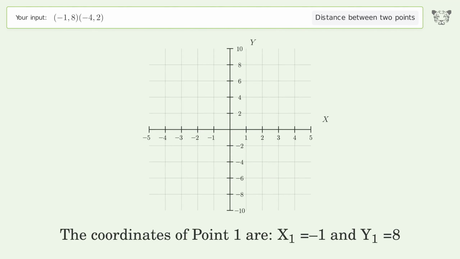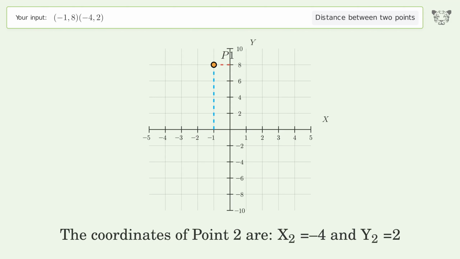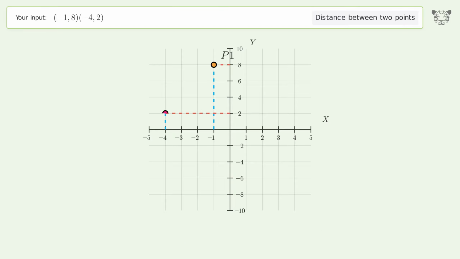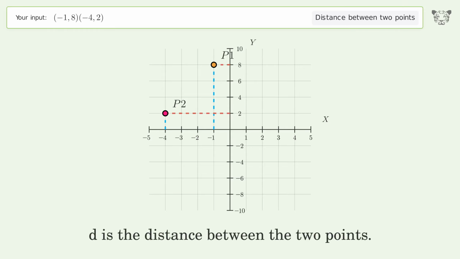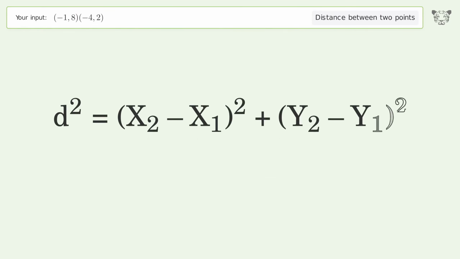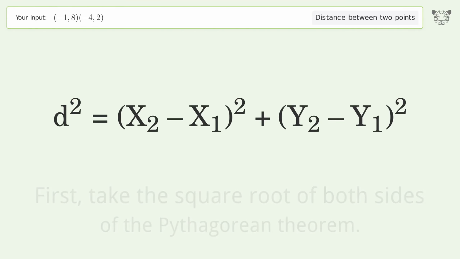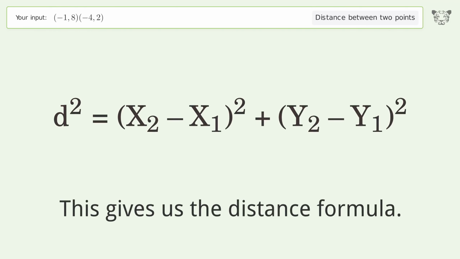The coordinates of point 1 are x1 equals -1 and y1 equals 8. The coordinates of point 2 are x2 equals -4 and y2 equals 2. D is the distance between the 2 points. First, take the square root of both sides of the Pythagorean theorem. This gives us the distance formula.